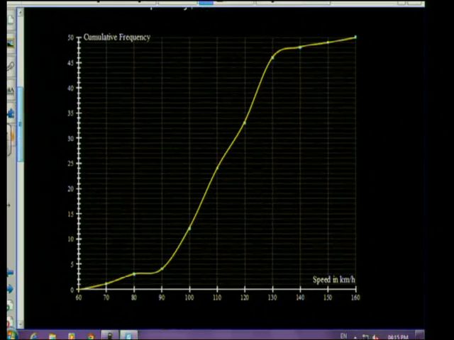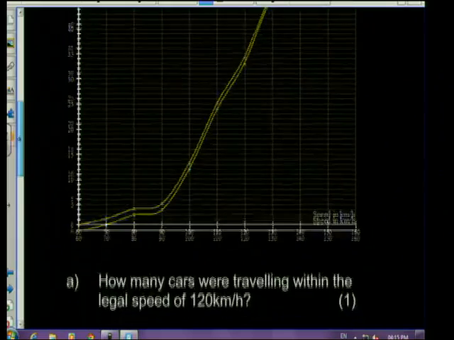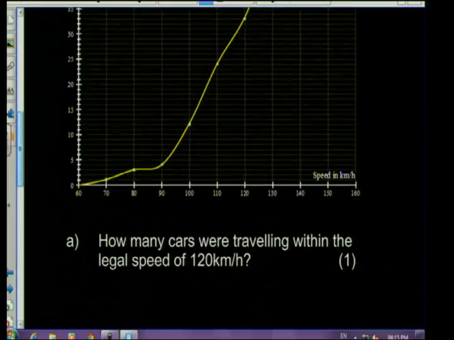I can see, if I said to you what were the lowest speeds, remember we always start the ogive at the lower bound of the first interval. And if I had to go along over here, I know that there are 50 cars because that's where the cumulative frequency would have ended. Let's go find our question. How many cars were traveling within the legal speed limit of 120 kilometers per hour?